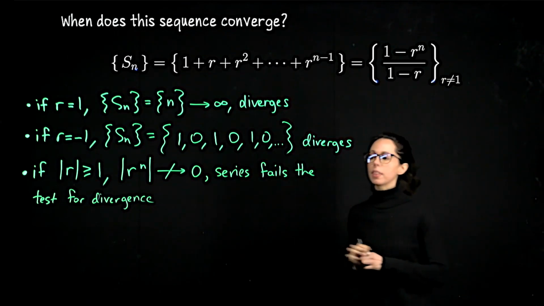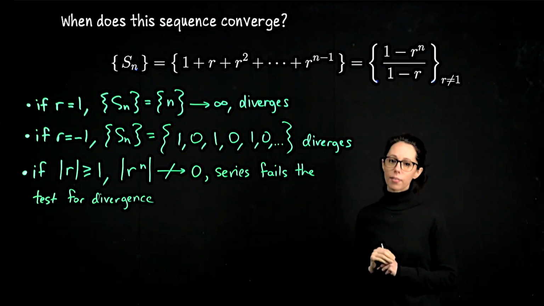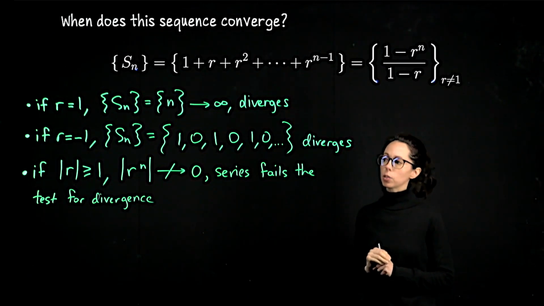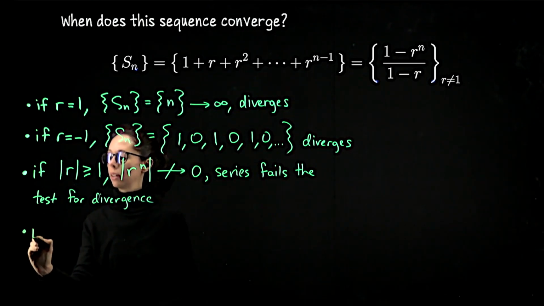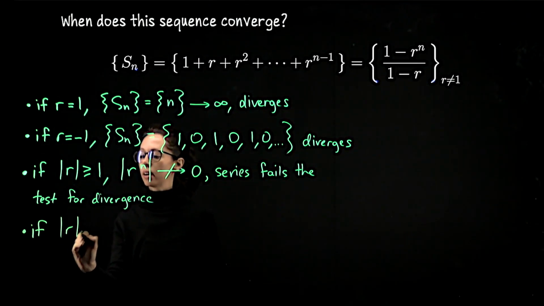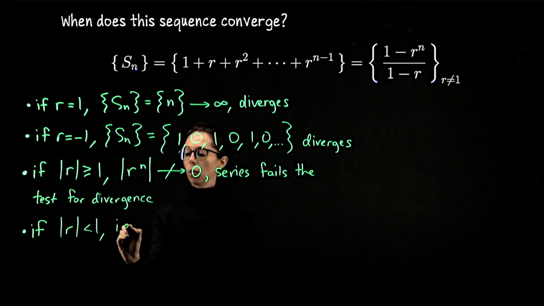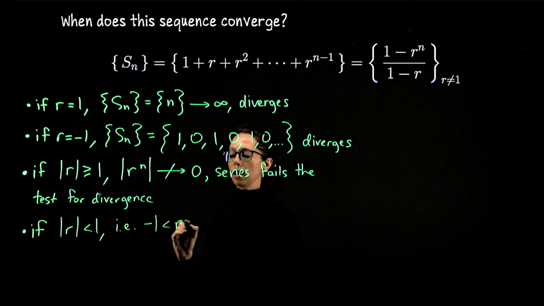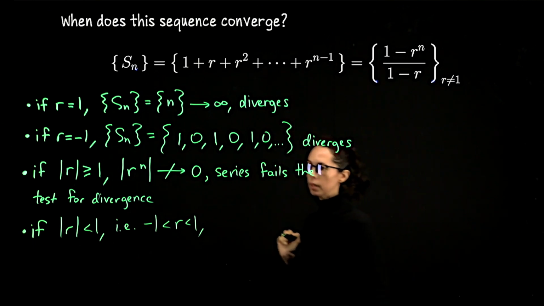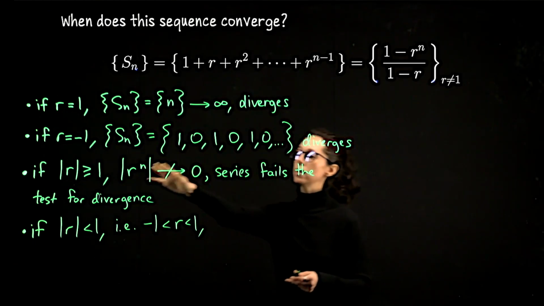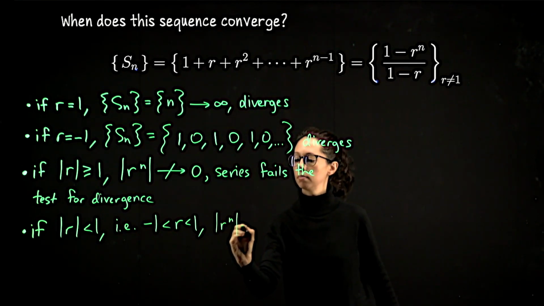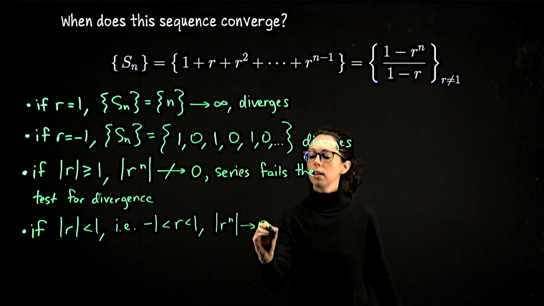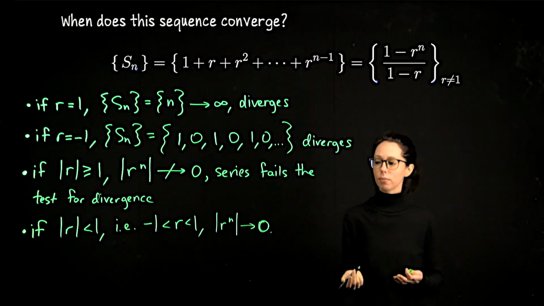Okay, so that means that the only values for r left to consider are values between -1 and 1. So let me say, if the size of r is less than 1, or in other words, -1 is less than r is less than 1, then the size of r to the n does go to 0. That doesn't tell you that the series converges on its own, it just tells you that it might converge.